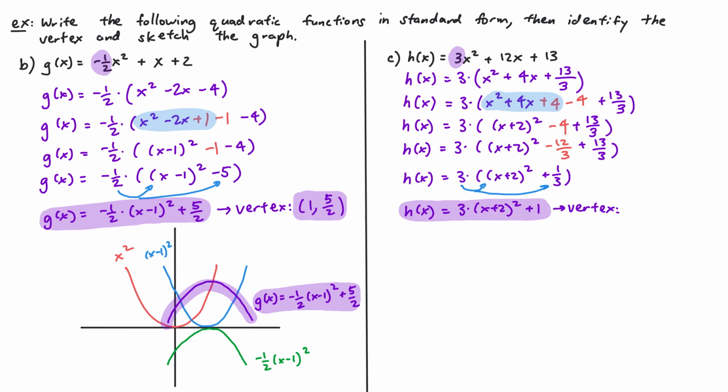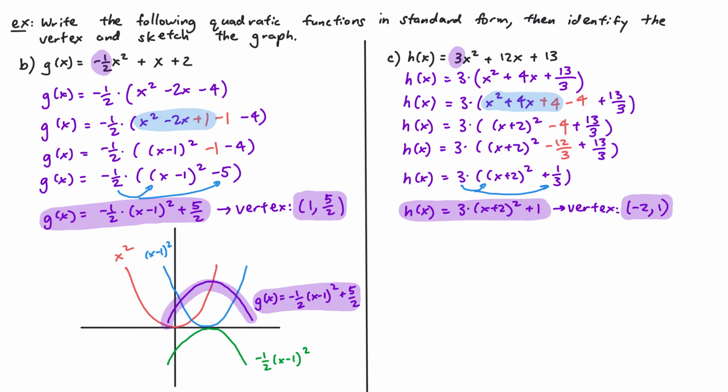Now that it's in standard form, we can read off the vertex. To get the x-coordinate of the vertex, we want to flip the sign of the number that's with the x. So since there's a plus 2 with the x, the x-coordinate of our vertex is negative 2. The y-coordinate of the vertex is just the number at the end, which is positive 1. So our vertex is negative 2, comma 1.